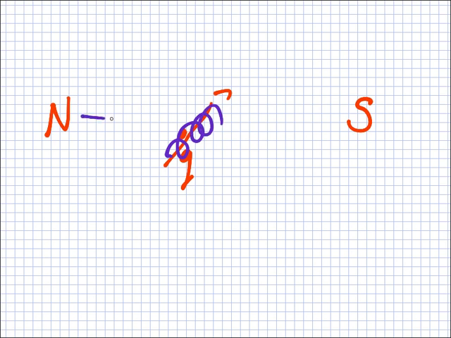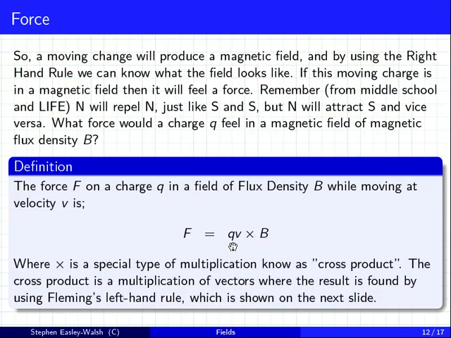And that field will interact with this field, and it will cause it to experience a force. So this is how you can calculate how big the force is. If the particle is moving faster, there's more force on it. If the particle has a bigger charge, there's more force on it. And obviously, if the magnetic field is stronger, there's more force on it. So it makes perfect sense. Once you write this down, we'll have a look at what's called Fleming's left-hand rule.